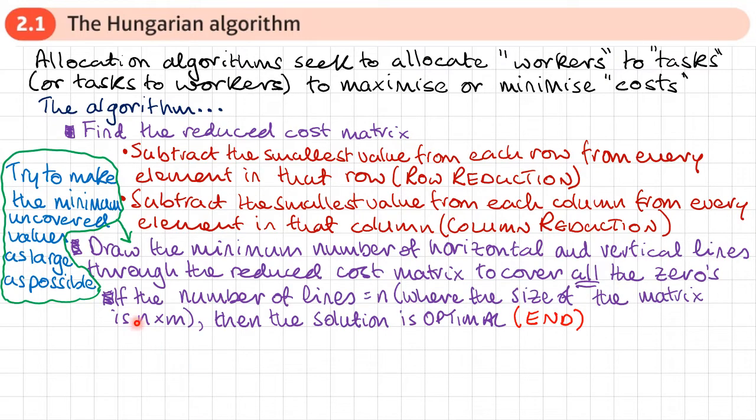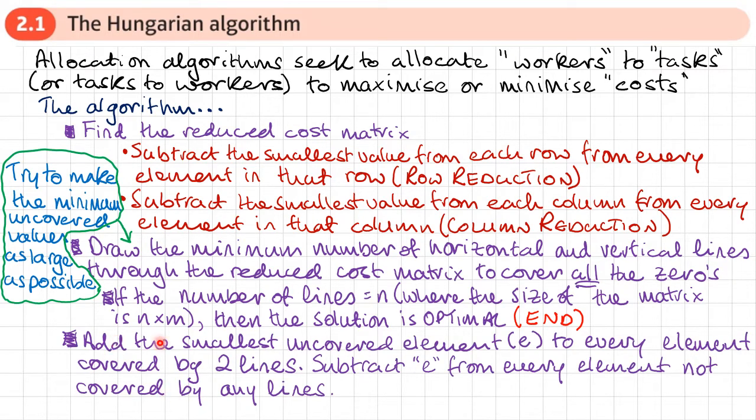Then in the next step, we look at the number of lines we've used. If the number of lines we've used equals n, where the size of the matrix is n times n, so these are going to be square matrices, so n and m are going to be the same number. So let's say it was a 5 by 5 matrix and we've used 5 lines, then we've found an optimal solution. The solution is optimal, and at this point we end.